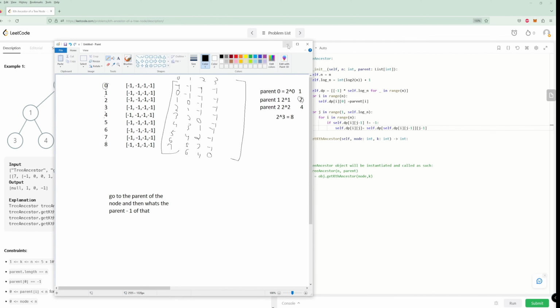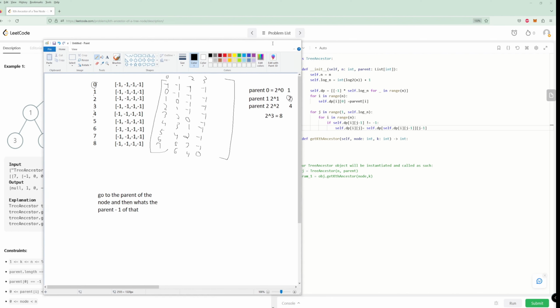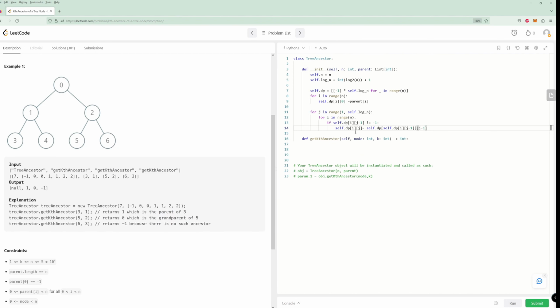And so hopefully this is not too confusing. I know it's definitely kind of confusing. You can take a look at the code and see if it makes sense to you. But basically we're going up to its parent at the previous level, and then we're asking, what's the parent of that? Okay, so let's write this kth ancestor and hopefully explain that.